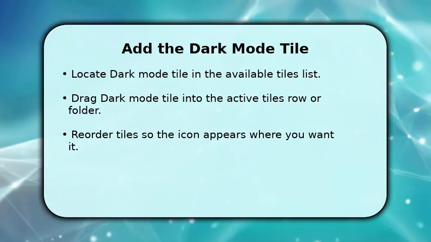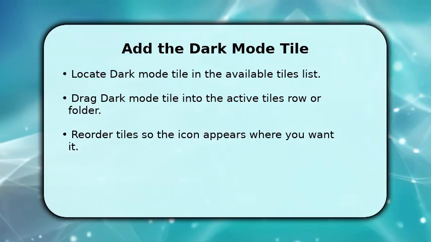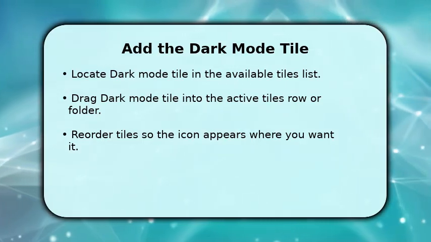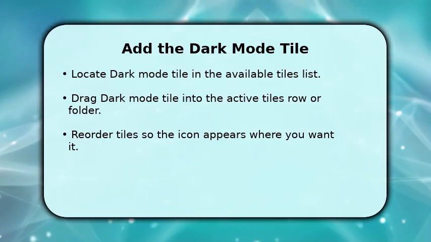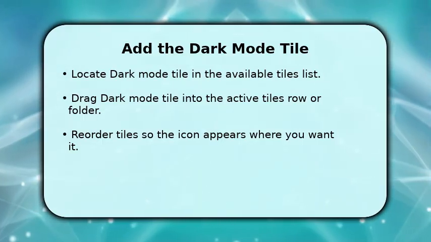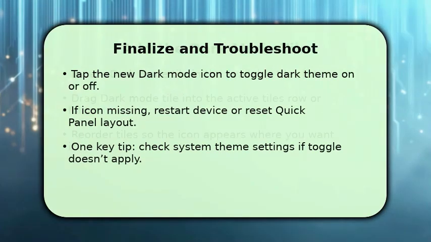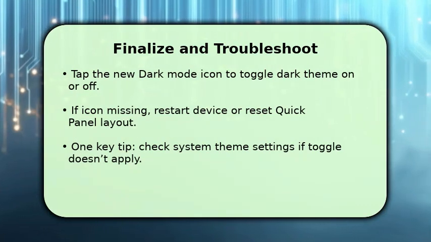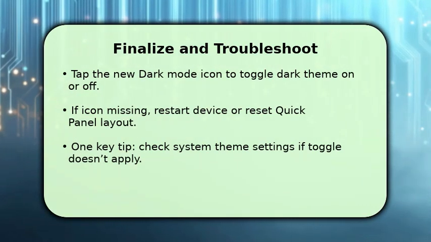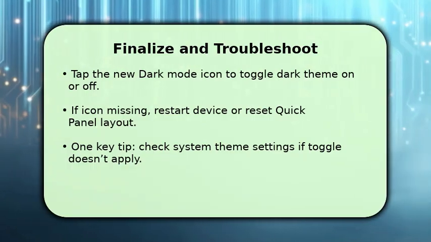If a dark mode tile is already present but not visible, move it to the top row. After positioning, tap Done or Back to save changes so the quick panel reflects the new layout. To finish, swipe down and tap the new dark mode icon to toggle the theme. You'll see UI elements switch immediately.